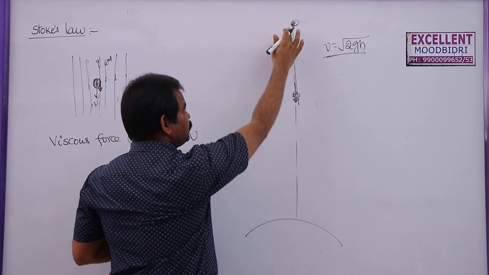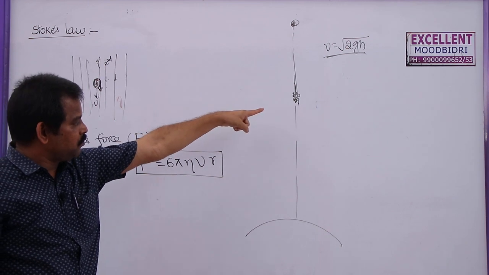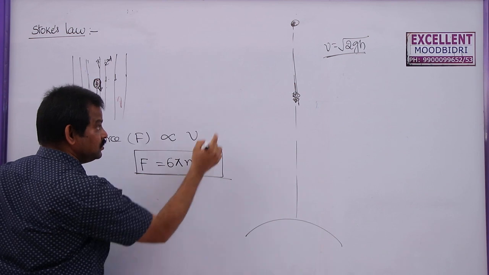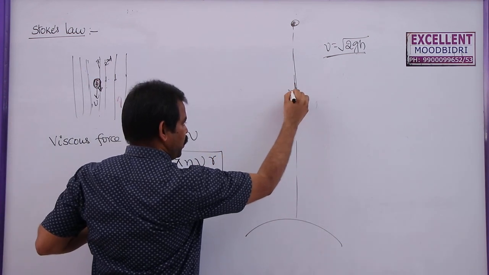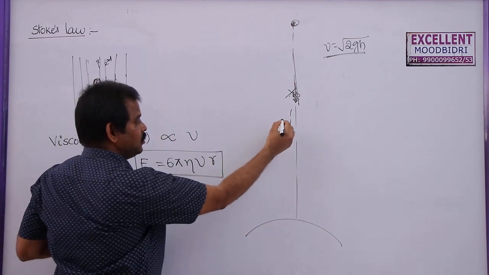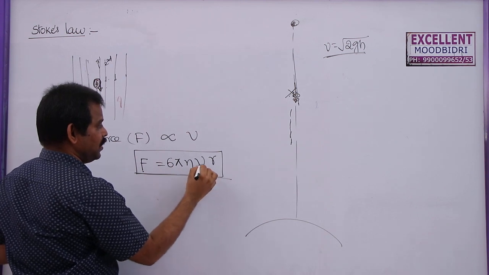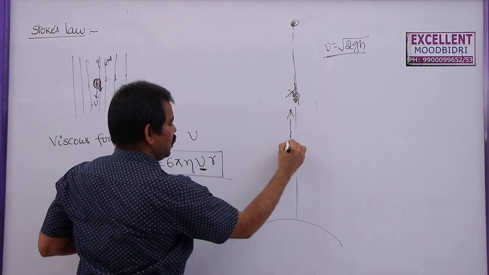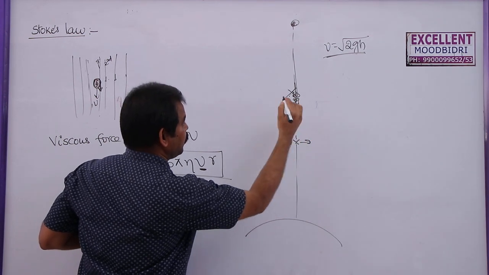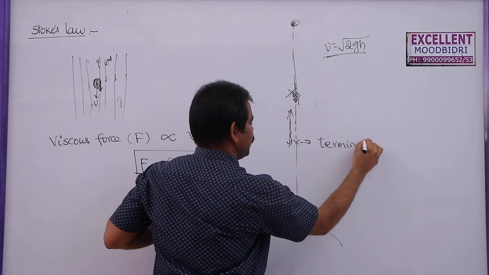So due to this, it will experience the viscous force, and the viscous force experienced by this raindrop in the air is given, once again, by 6 pi eta R V, where V is the velocity of the raindrop at that particular point. After that, what happens? Viscous force always acts opposite to the direction of the velocity of the body. That is why the velocity gradually decreases, and finally the raindrop gets a constant velocity which we call the terminal velocity.